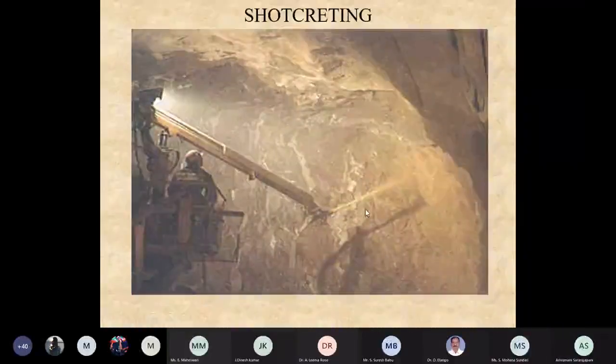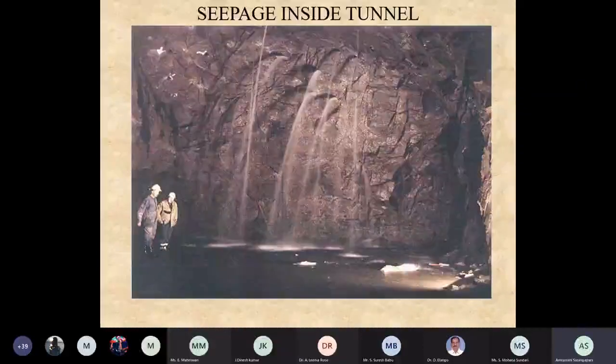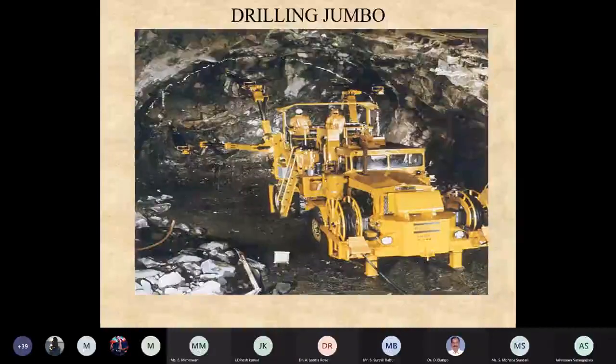This you can see, this kind of seepage may occur while we are excavating. This is the flow of water inside the tunnel. Maybe 1 or 2 kilometers after we go inside, this kind of seepage will be there. We want to divert it, or we want to put some drains with a non-return wall. And this is the procedure for the drilling jumbo, how they are drilling for making the holes to put the blasting material for the tunneling.